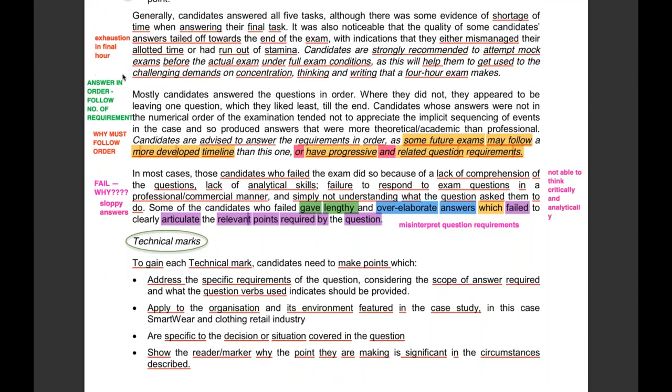This is some of the comments that the examiner is giving.